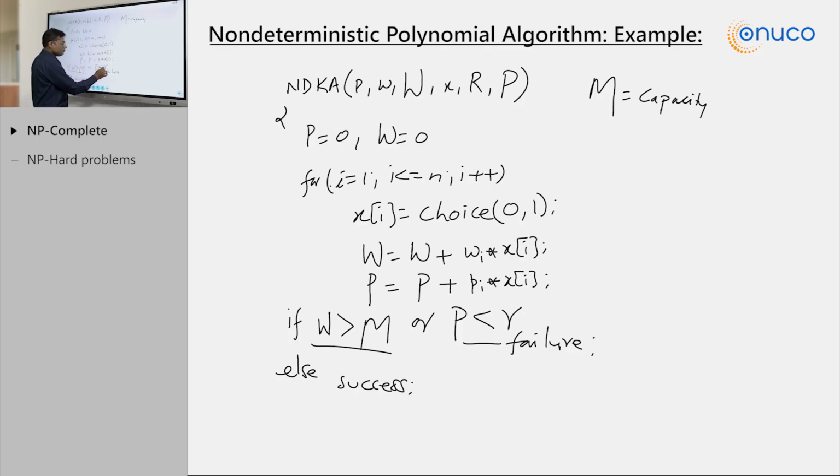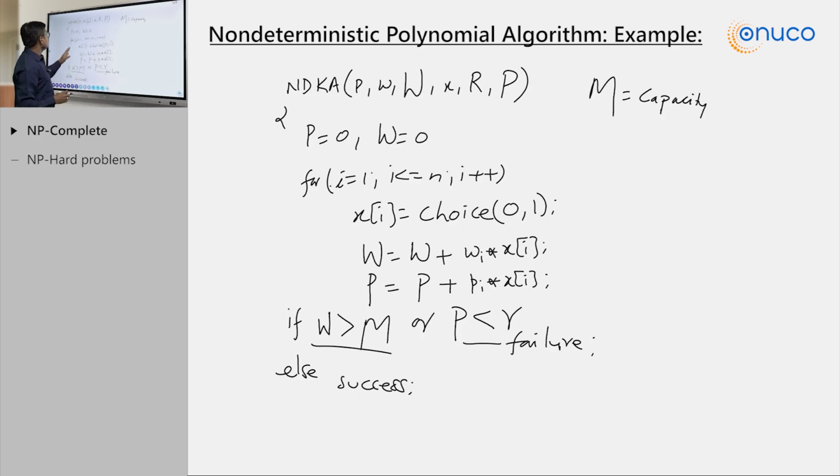Second case, the desired profit is R. So our calculated profit must be greater than R. If you are getting less than R, it is a case of failure. If not, it means both the failure conditions are false. It will come out, it will come in the else part, and you can say that it is a success.